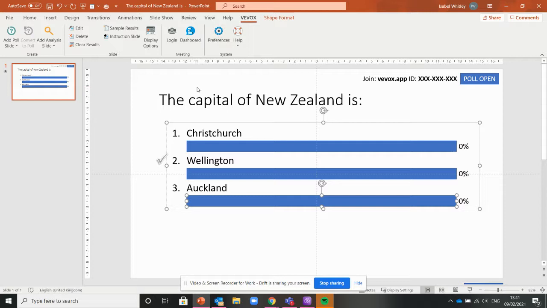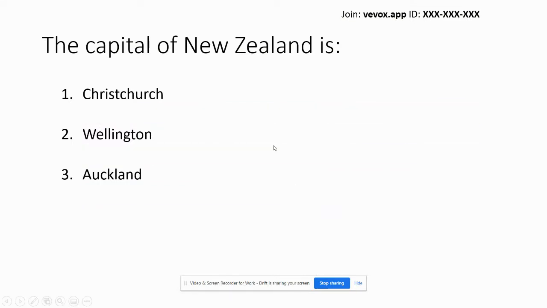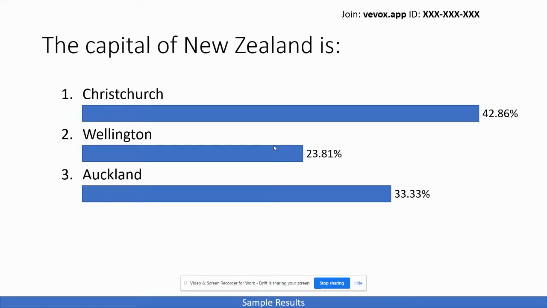So next step, what you would do is make sure that you are logged in and connected to your Vevox account. But for this video, I'm just going to go straight through to slideshow mode, click on simulate polling, open my poll and get some results, and then close that poll. And then that is it. That is all you need to do to convert your Turning Point slides into Vevox polls.